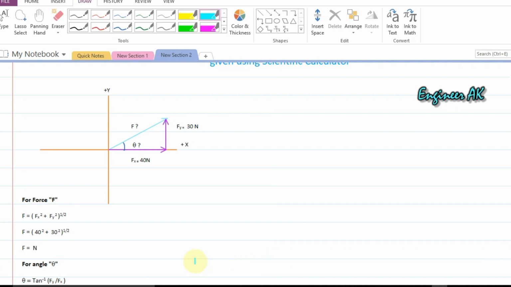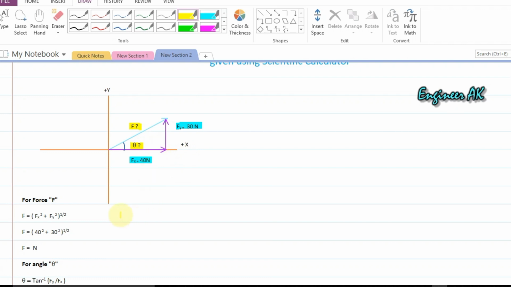Now we have taken another example in order to check whether this trick works or not. Here again I have taken two components of a force. The y component has a magnitude of 30 newton, while the x component has a magnitude of 40 newton. We have to find the force and the angle that it is making with the positive x-axis.